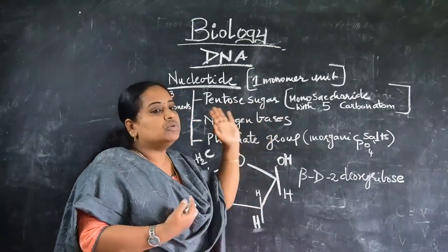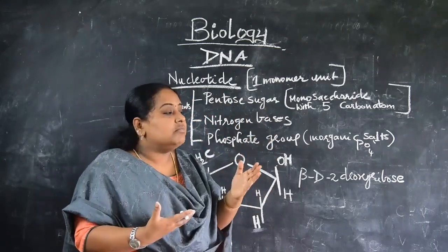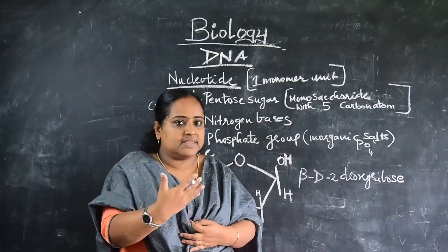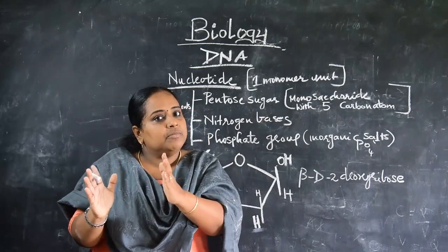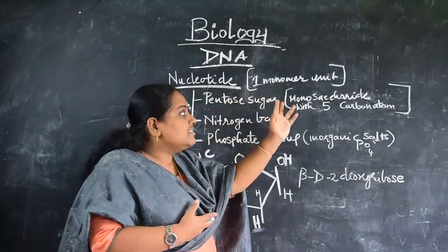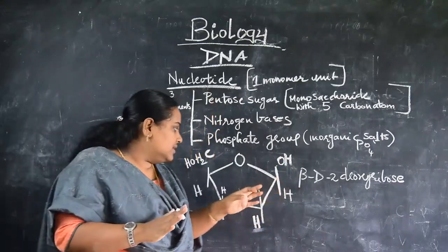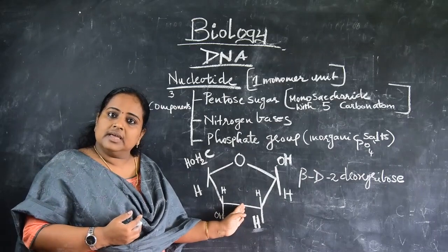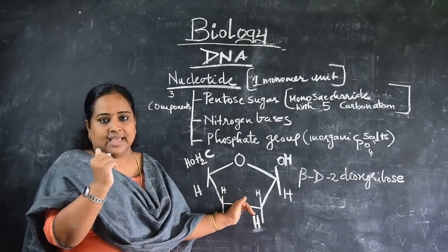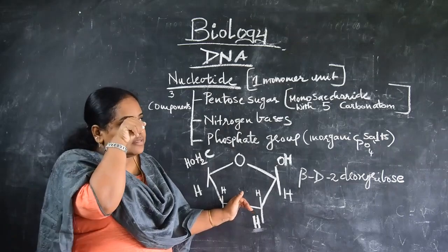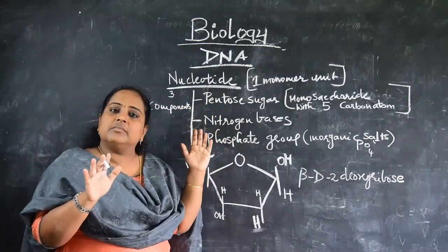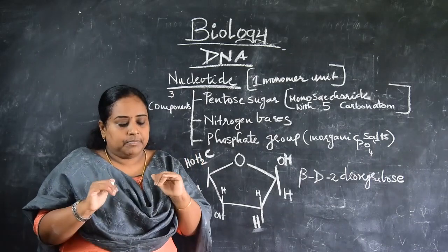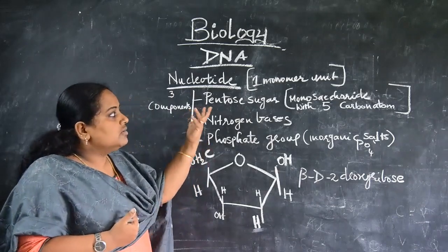See, what is this pentose sugar in DNA? It is nothing but deoxyribose sugar. In DNA, the pentose sugar that is present is deoxyribose sugar. It is a monosaccharide with 5 carbon atoms. This pentose sugar in DNA is a monosaccharide with 5 carbon atoms.